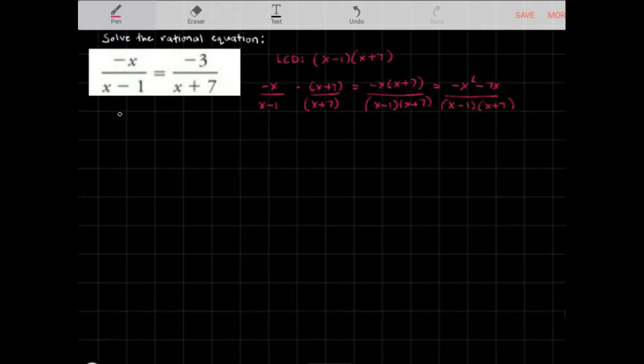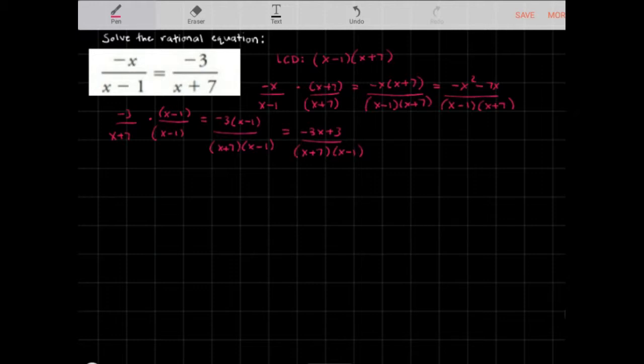I'm going to do the same thing for the expression on the right. So you have negative 3 over x plus 7, and multiply this by x minus 1 over x minus 1. So this is going to give us negative 3 times x minus 1 over x plus 7 times x minus 1. And if you expand the numerator, you get negative 3x plus 3 over x plus 7, x minus 1.